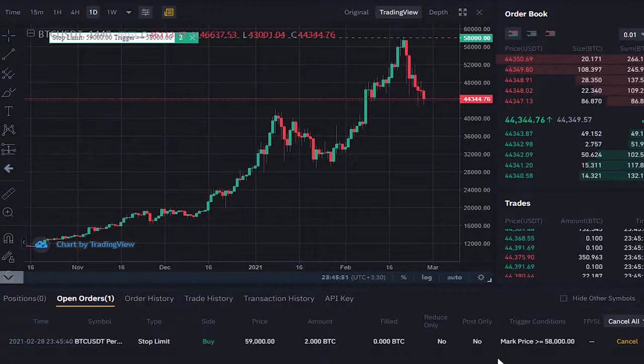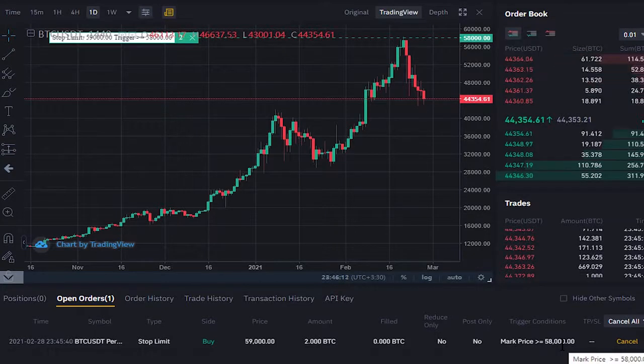So when the price reaches 58,000, it will trigger the limit buy order at 59,000. So your buy order will be executed at 59,000 or a better price, that is usually filled at 58,000 or near this, which is considered a better price for buying. This order can also be used as a stop loss order in the case you have an open short position.